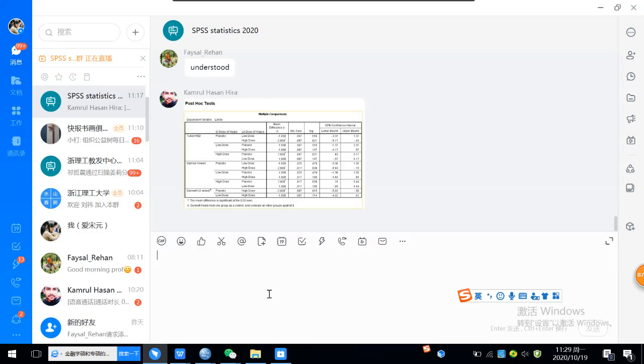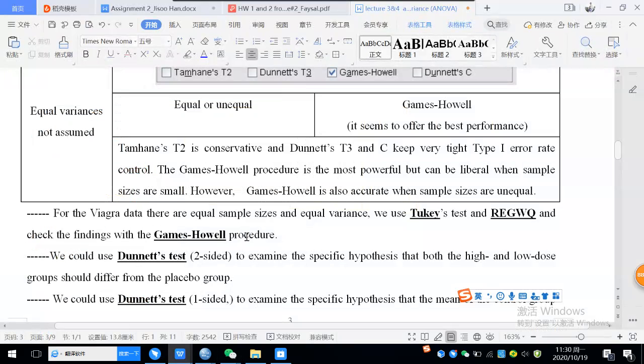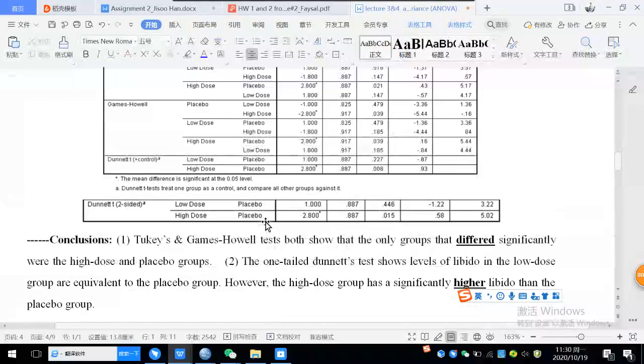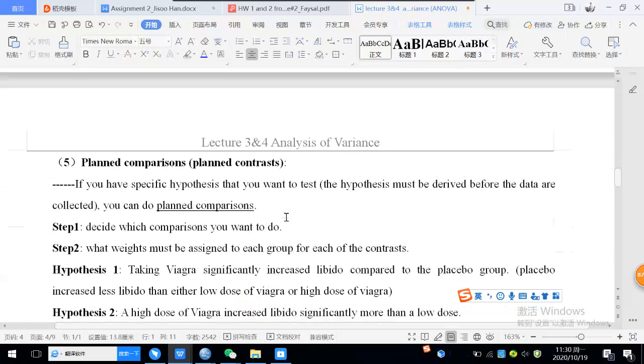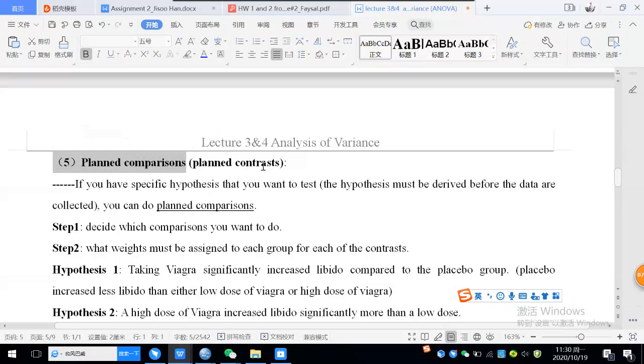Next is the planned comparison. Okay, also, further analysis. The second further study is multiple comparison, and the third further study is planned comparison. So next we will continue. That's the planned comparison. Okay, this is our last lecture.